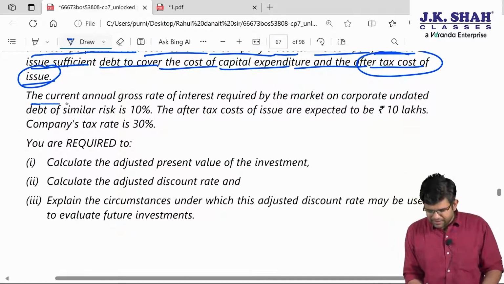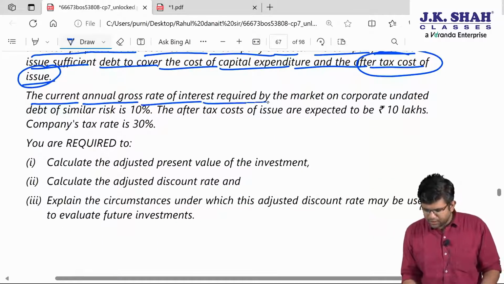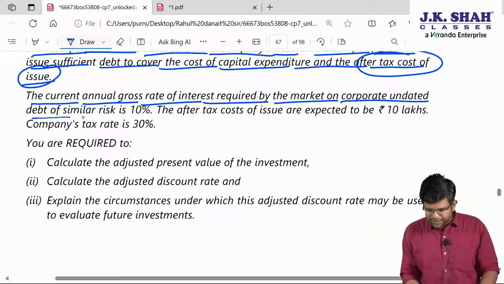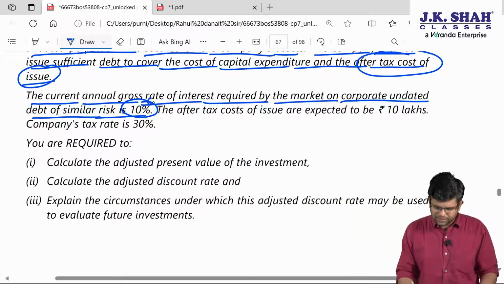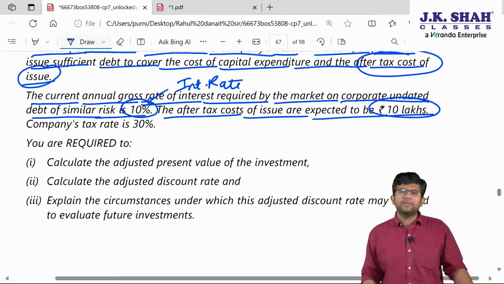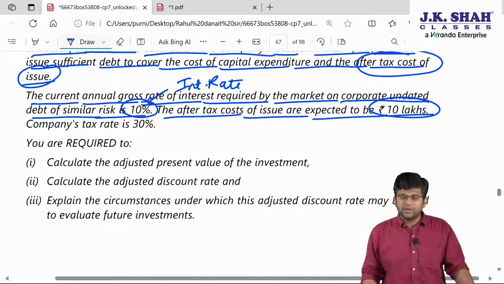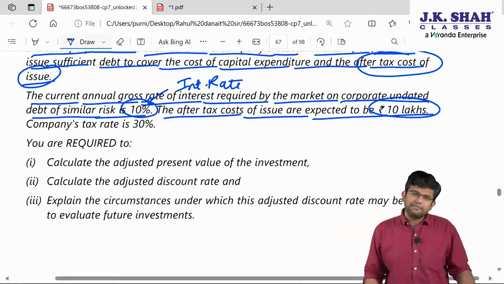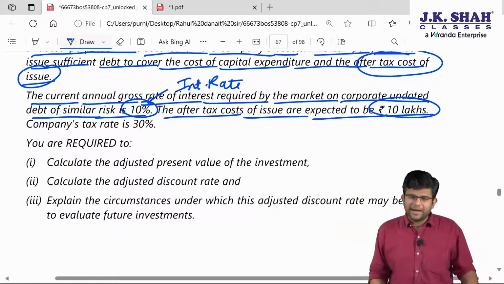They are saying the current annual gross rate of interest required by the market on debt of similar risk is 10%. So this, can I say, is like the interest rate given to you. The after tax cost of issues are expected to be 10 lakhs. Which means the initial expenditure, the preliminary expenditure that you need to do for raising money through debt is going to be 10 lakhs.